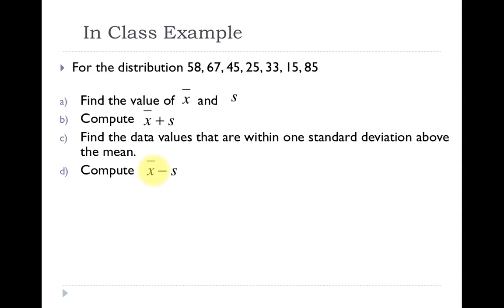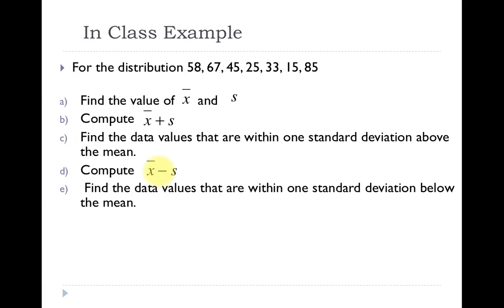We're going to take the mean and subtract the standard deviation, and find out how many of these data values, and which of these data values, fall one standard deviation below the mean. So how many of these and which of these fall between the mean and this number that we get for part D. We're going to compute x bar minus 2s, which is basically taking the mean and subtracting 2 standard deviations, and taking the mean and adding 2 standard deviations.